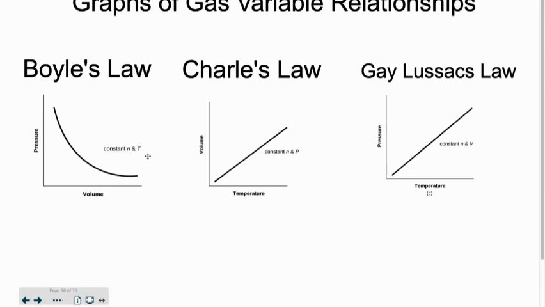You should also be familiar with graphs associated with Boyle's law, Charles' law, and Gay-Lussac's law. Boyle's law was the one where pressure and volume were inversely related with each other. This tells you that as the volume increases, your pressure decreases. This is volume and temperature. We know volume and temperature are directly proportional to each other, which means that as the temperature increases, so does the volume. And then lastly, pressure and temperature are also directly proportional to each other.